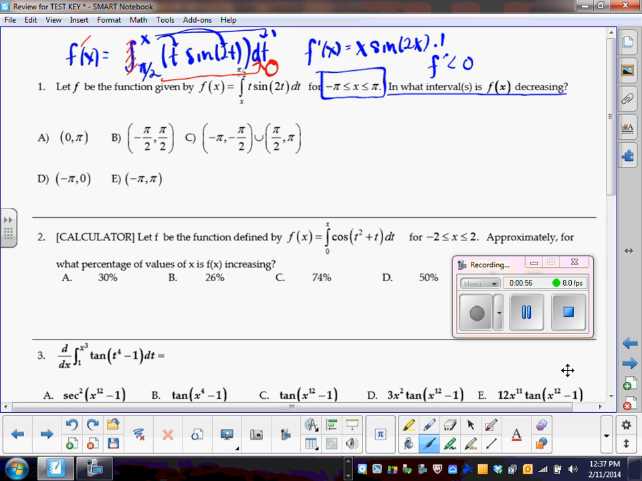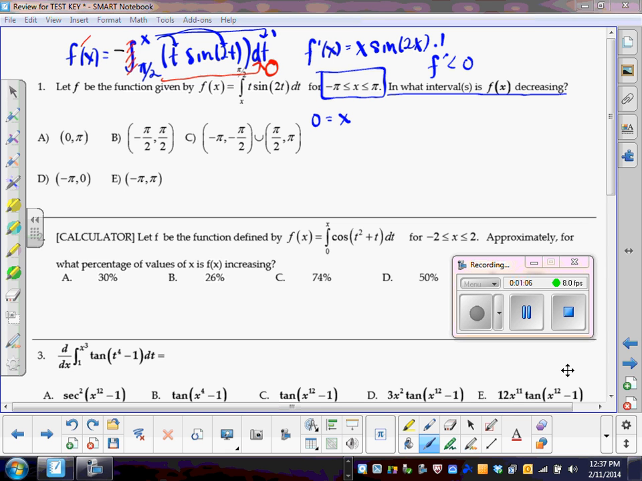Okay, now in order to figure out the critical numbers, I'm going to set the derivative equal to 0. Oops, one thing I did forget, the minus sign in the front. When I flip the integral over, I do have to have a minus sign in the front for the flip. So there should be a minus there.